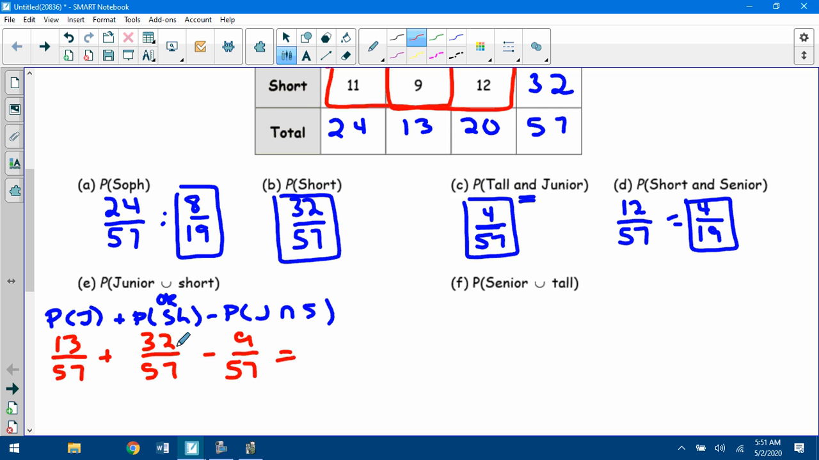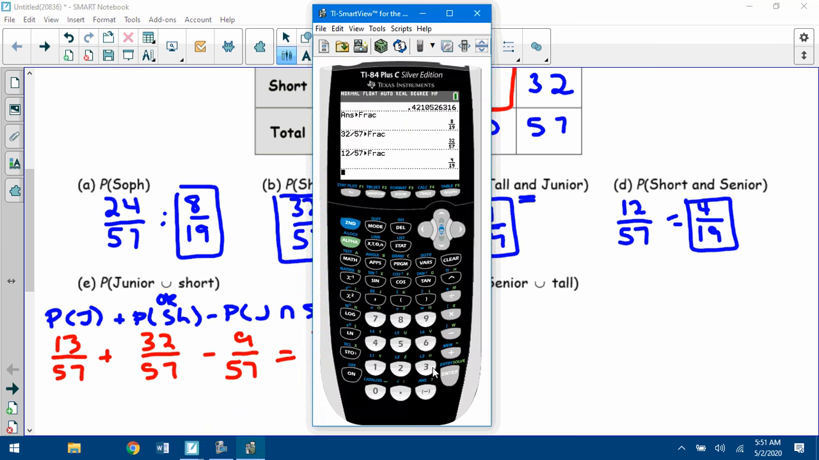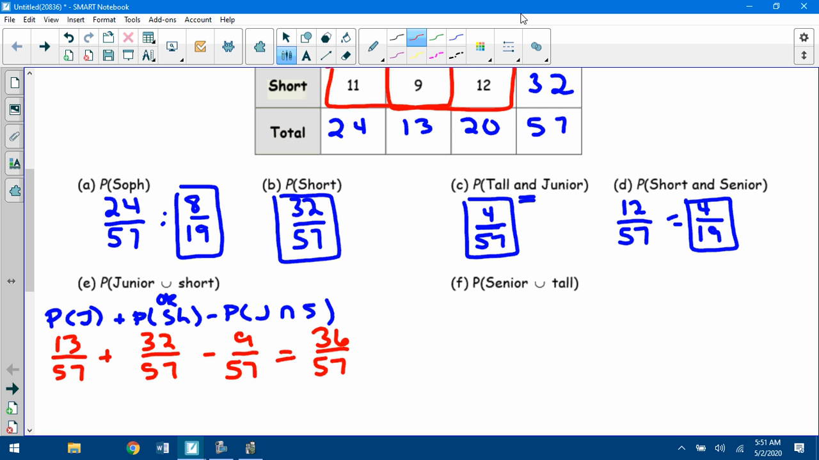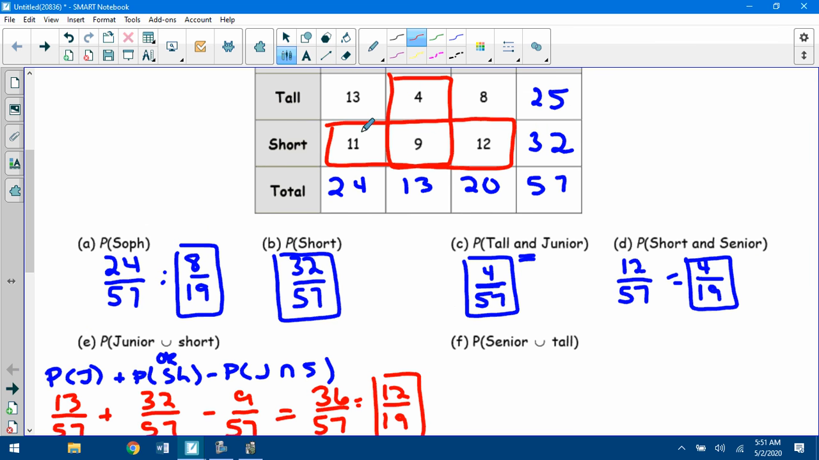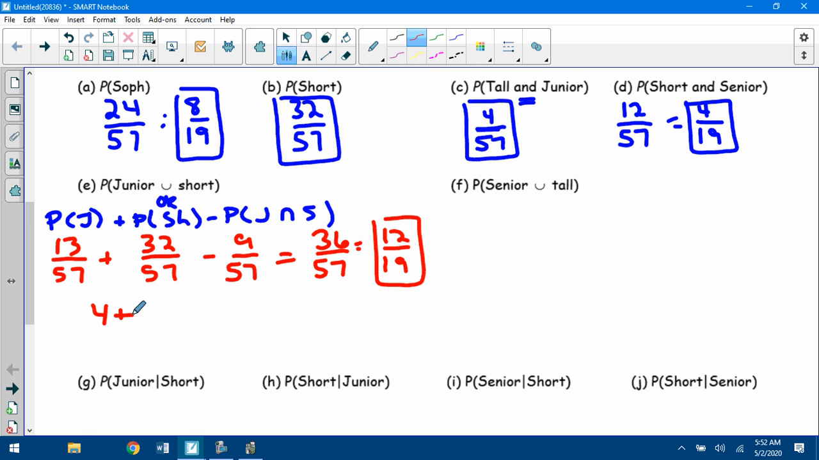So if you add these two together, you have 45 out of 57, and 45 minus 9 would be 36 out of 57, which should reduce. 12/19. Again, I said you could have also just kept good track of what you're counting. 4 plus 9 plus 11 plus 12. Don't count anything twice. So if I just did 4 plus 9 plus 11 plus 12 out of 57, you would have had 13 plus 13, which is not the same thing.